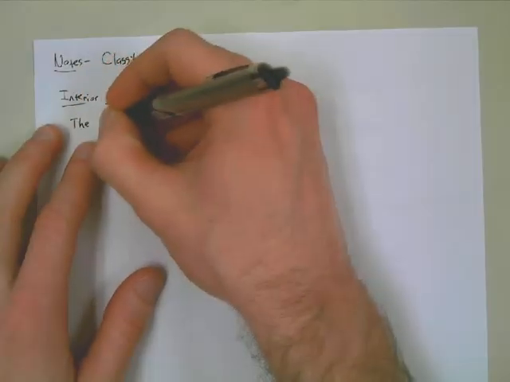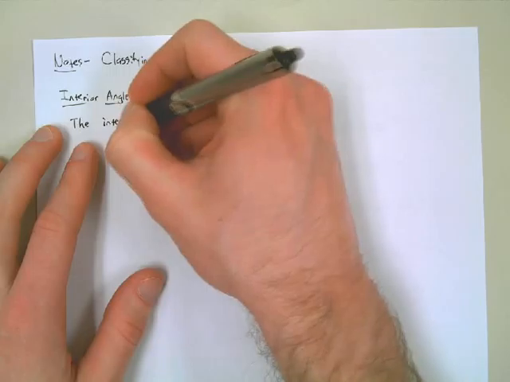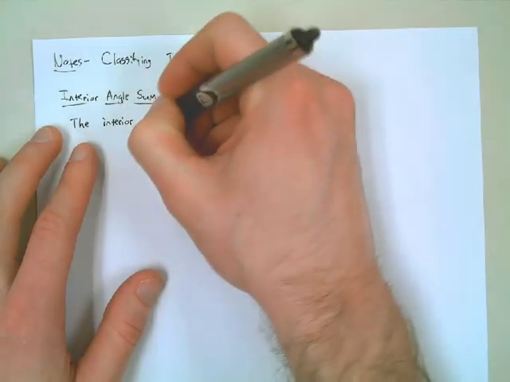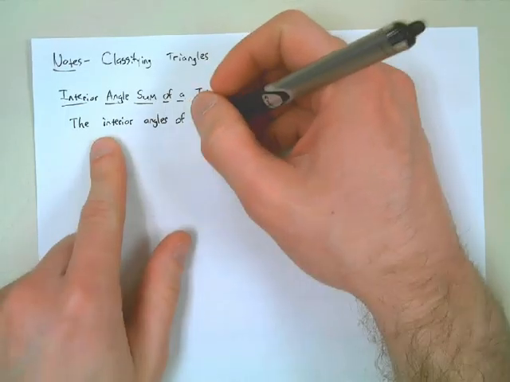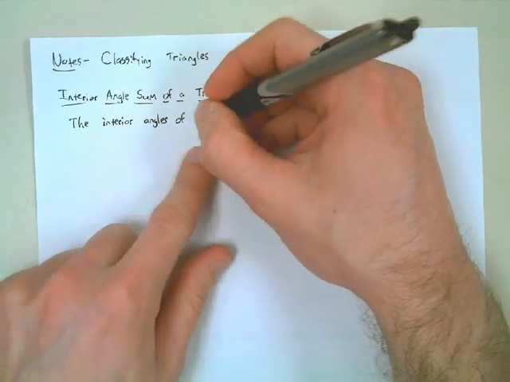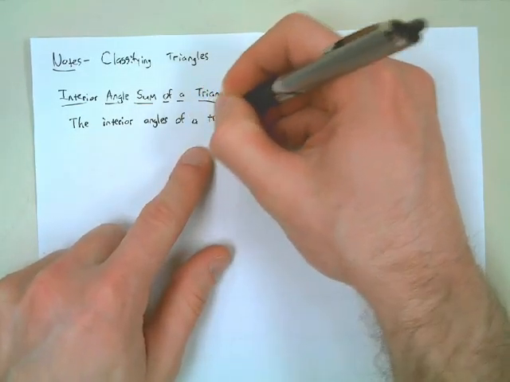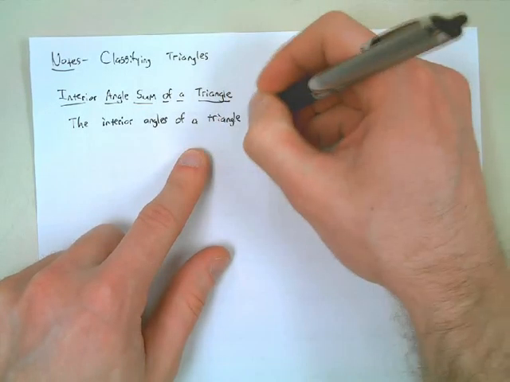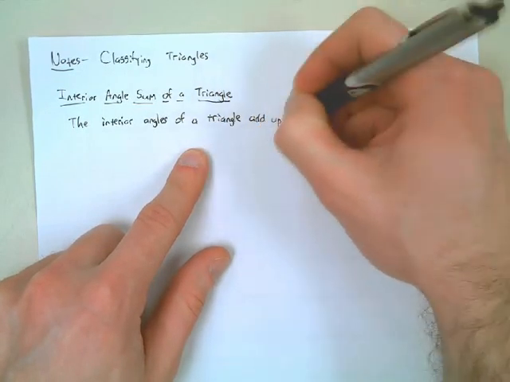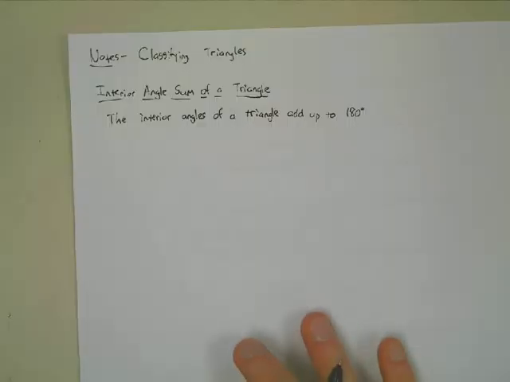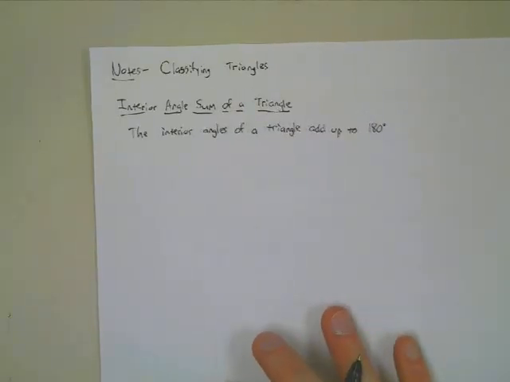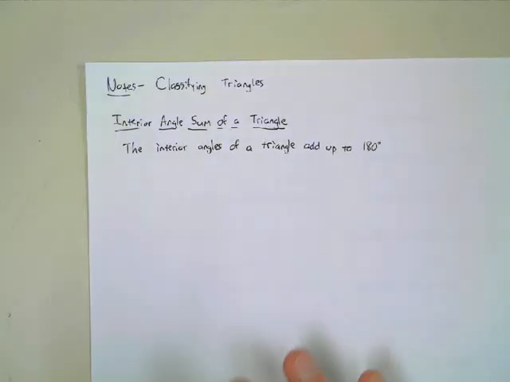The interior angles of a triangle, all three angles that are inside a triangle, interior means inside, add up to 180 degrees. In fact, other shapes also have angle sums. For example, quadrilaterals, four-sided shapes, also have an interior angle sum.